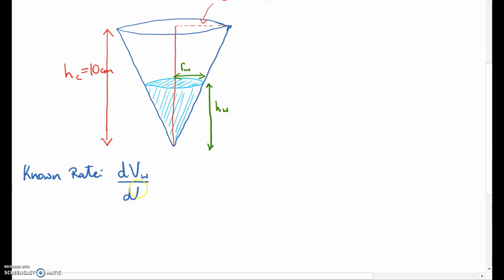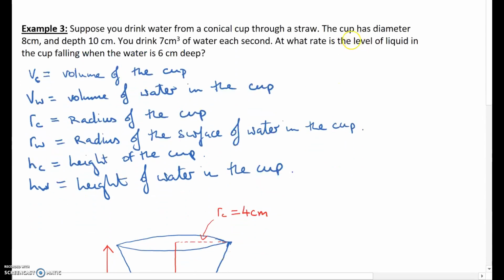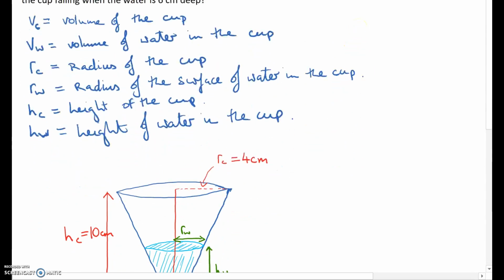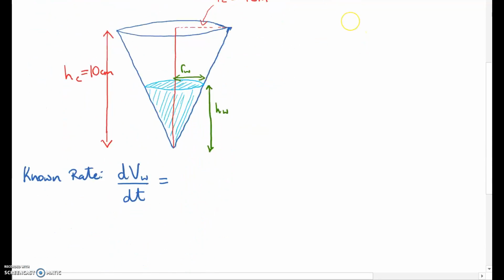VW dt is equal to, now you're drinking 7 cubic centimeters of water every second. In other words, 7 cubic centimeters of water each second is leaving the cup. And VW is the volume of water in the cup, so it's actually been reduced. The amount of water in the cup has been reduced. So we're going to say it's equal to negative 7 cubic centimeters per second. So that's the first thing. Okay, pay attention to that negative sign, because the amount of water in the cup has been reduced.